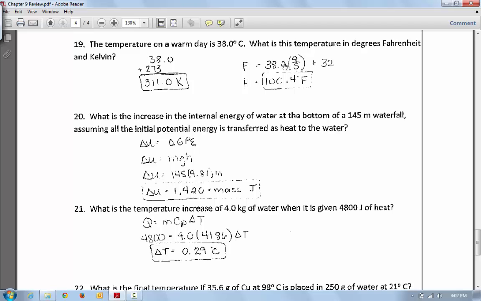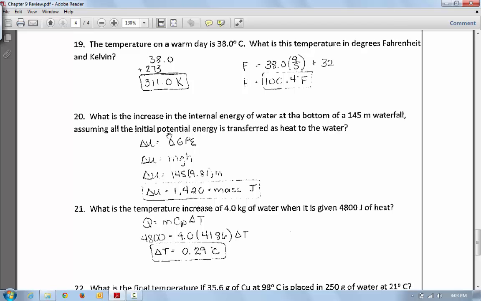To find Fahrenheit, I have to take it times 9/5, and then I'm going to add 32. And when I take 38 times 9/5, I'm still going to have 3 significant figures, which has 1 decimal place. Now when I add 32, I still need to have 1 decimal place, so I get 100.4 degrees Fahrenheit.